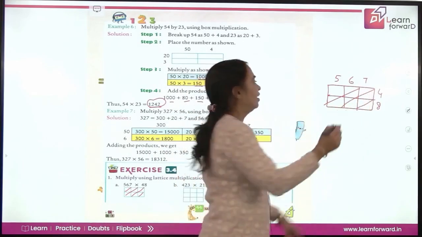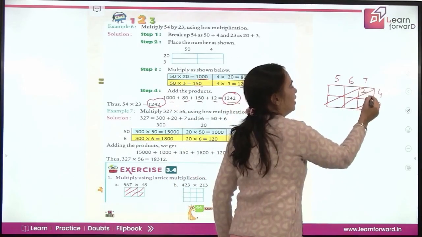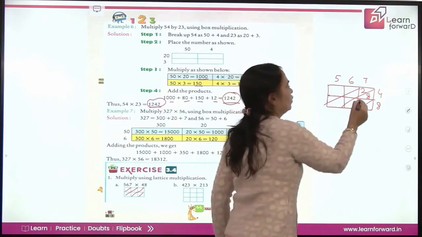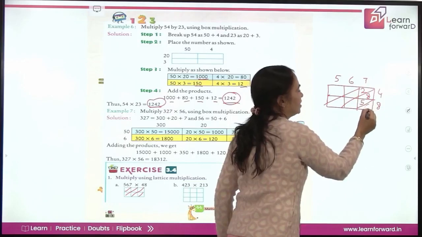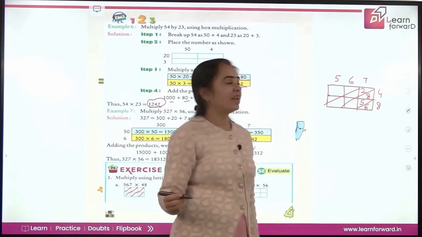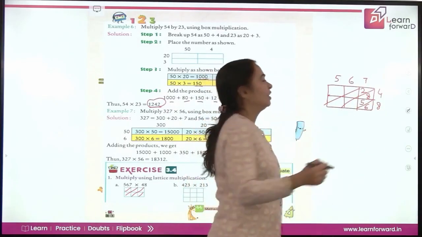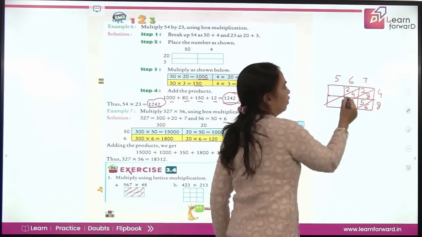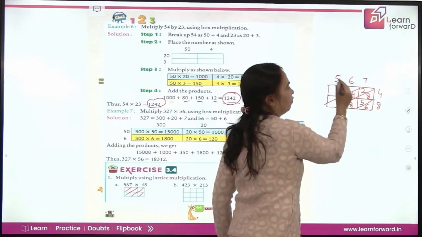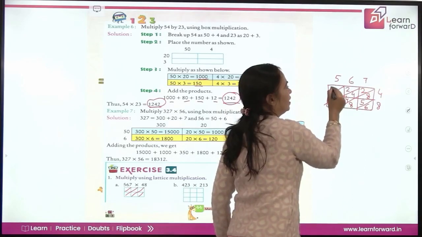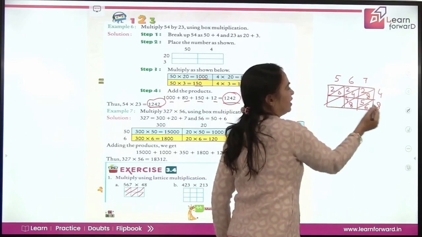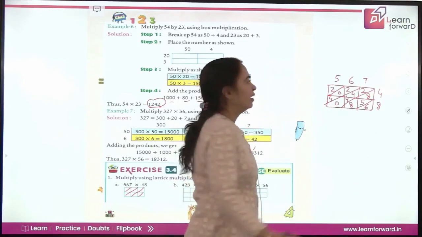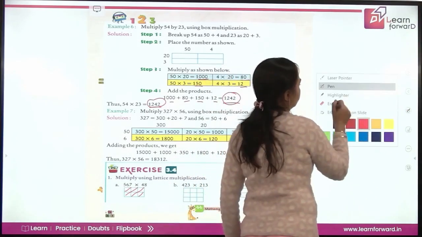7 fours are 28. So 2 here, 8 here. Now 7 eights are 56. Good. Those who are practicing dodging, they give the answer directly. Now 6 fours are, that's brilliant, 24. And 6 eights are 48. Good. 5 fours are 20. And 5 eights are 40. You got the grid? Let's add them up now.